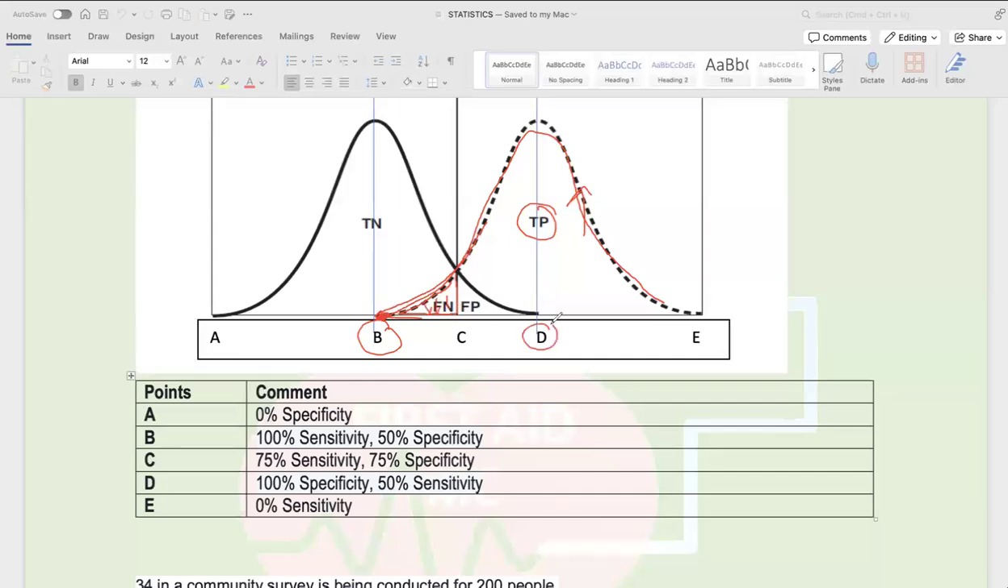and point D, there is no false positivity. Everything is truly negative. So if a test is 100% true negative, that means it has 100% specificity. That's the case.